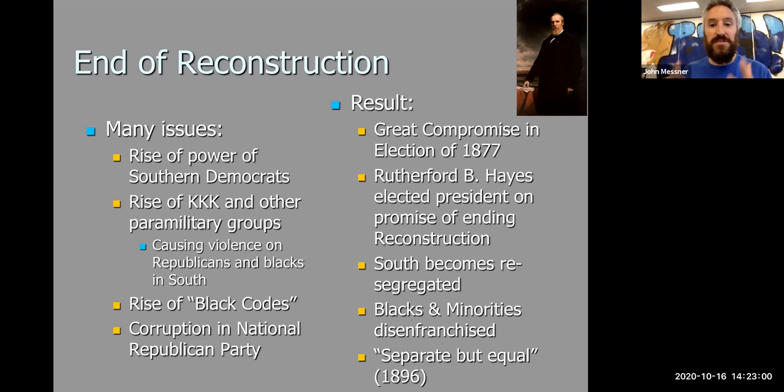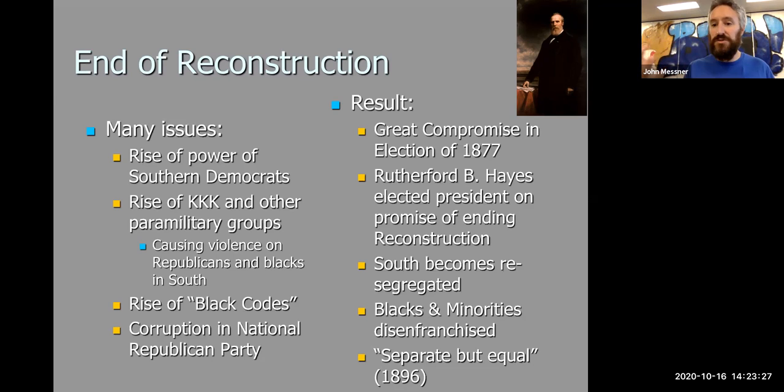So they're not technically slaves, but they're still sort of living at the mercies of whites that are in power in the South. So the South becomes resegregated. Blacks and minorities become disenfranchised again, where it becomes illegal to vote. And you're really pretty much risking your life, even though federally you're able to vote. Many states are going to say it's illegal to vote, or you have to pass a literacy test, or your grandfather should have been eligible to vote, and then you can.